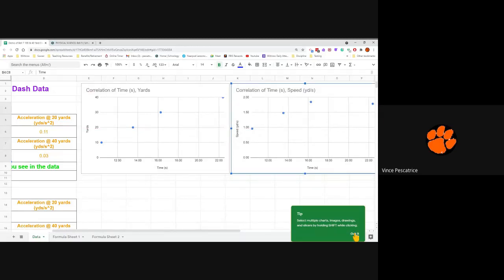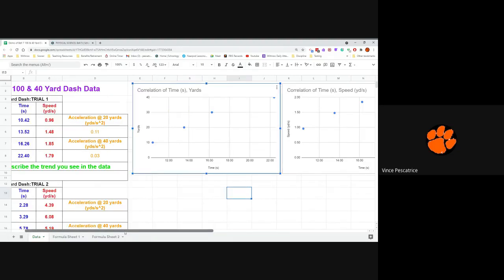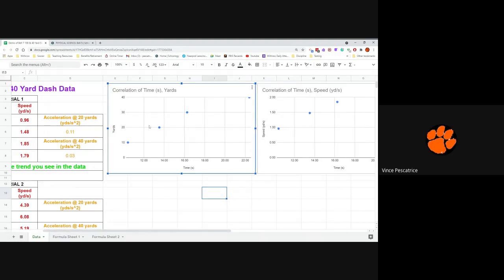All right, so now I have my two charts. This is how the distance changes as the time goes on, and this is how the speed changes as the time goes on. If we look at this, we can see that there is a speed increasing over time. And that's what we see here. So as yards go on, the time increases.